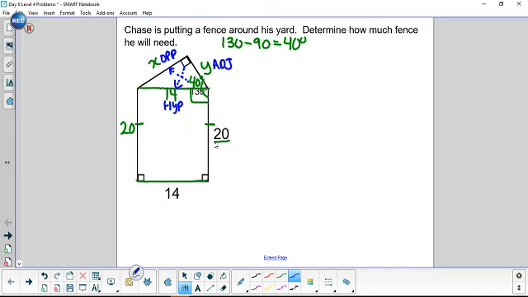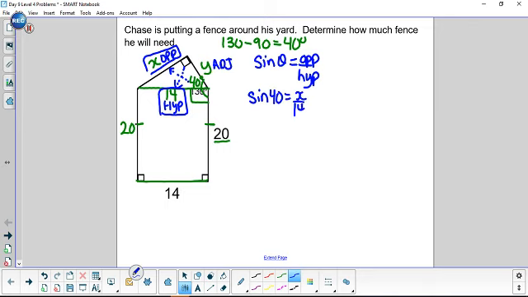So now it really does not matter whether we solve for the opposite side or the adjacent side first. You're going to have to do both calculations, and we have enough information to do both. So if I'm going to solve for the opposite side first, we know the hypotenuse. So sine uses opposite and hypotenuse. So sine of 40 is equal to x over 14.